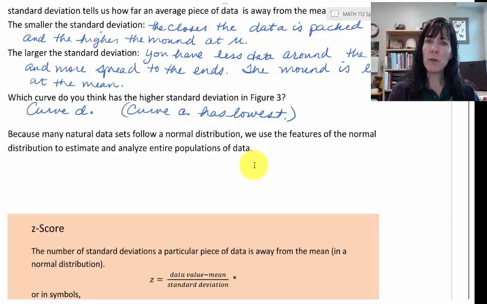Here, if we're a little more specific and we have a little bit closer description of what that mound has to look like, we can call it a normal distribution. It has a bell curve, its total area is 1, the mean, median, and mode are all approximately equal. If it has all those characteristics, then we can get in between markers.